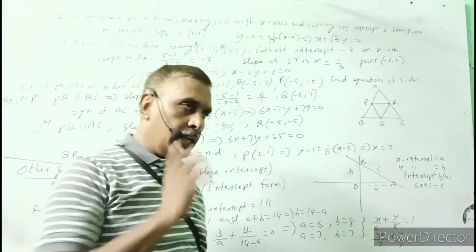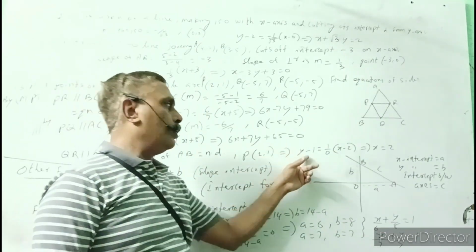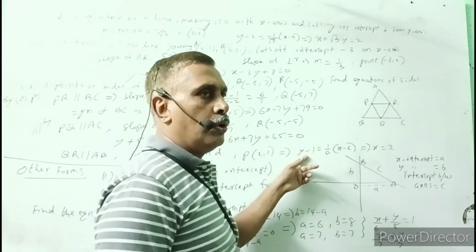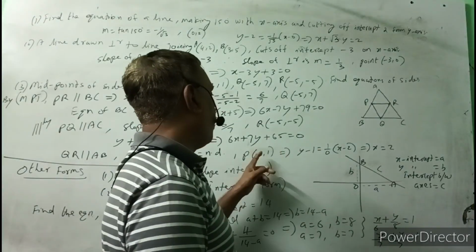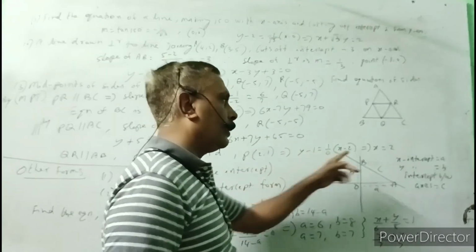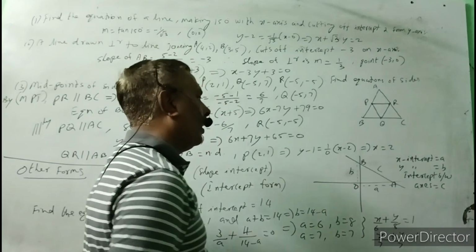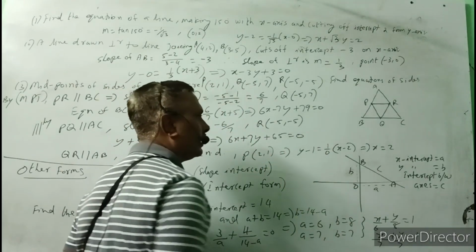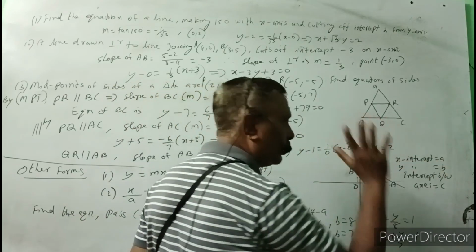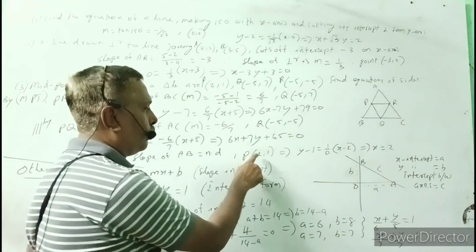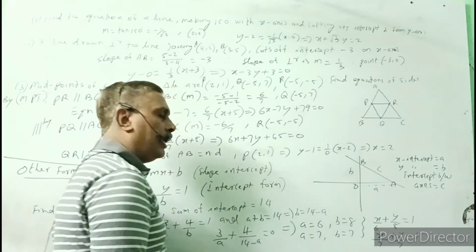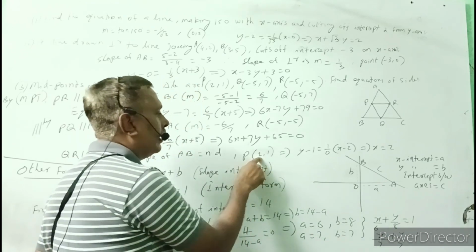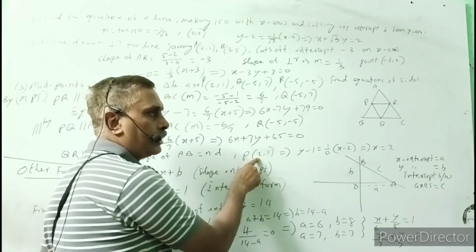So the answer is y minus 1 equals 1 by 0 into x minus 2. In other words, if the slope is not defined, then the line must be parallel to the y axis. So the line passing through 2 comma 1 and parallel to the y axis must be x equal to 2. In short, if a line is parallel to the y axis, then the equation is x equal to the x coordinate. Here the x coordinate is 2 and the y coordinate is 1.